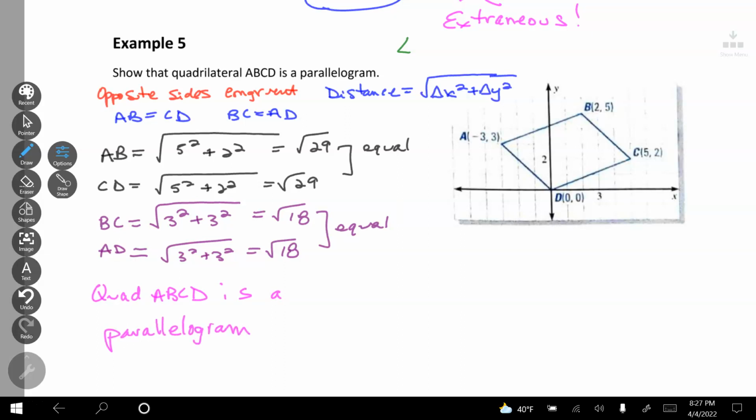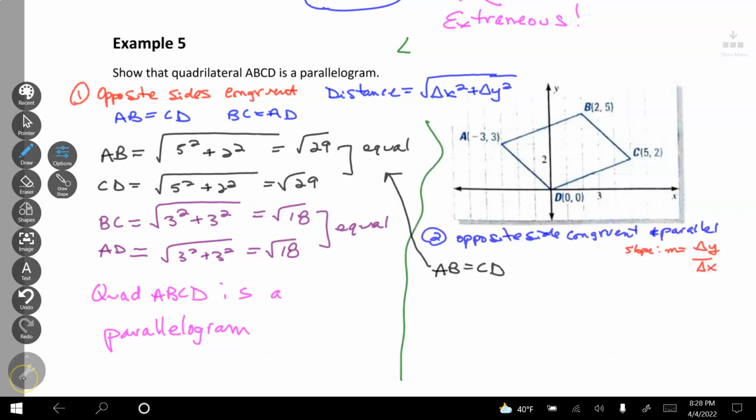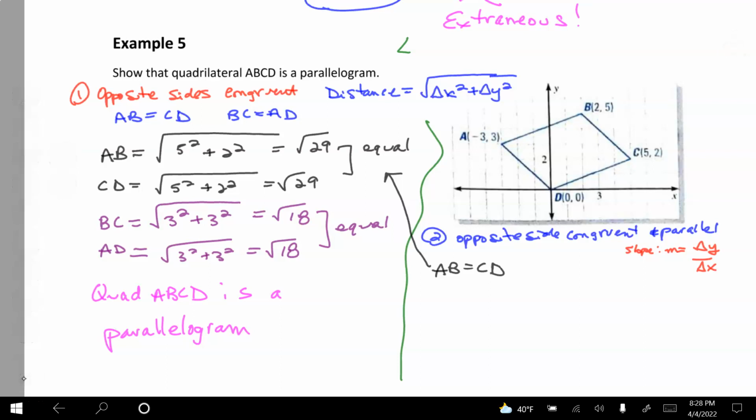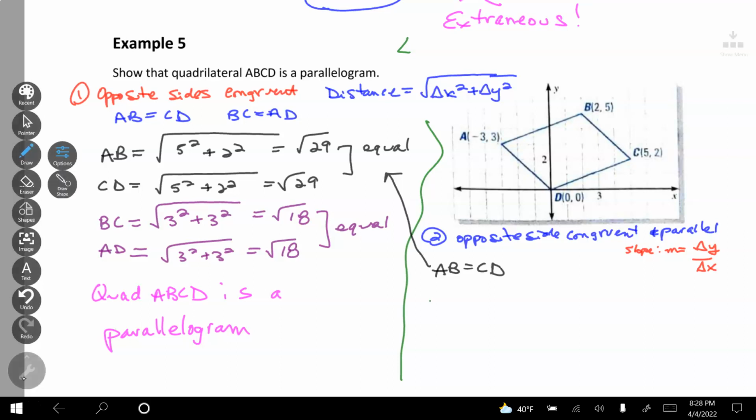But now I'm going to show you another way that I could prove that it's a parallelogram by doing opposite sides and slope. Another way is to show that the opposite sides are congruent and parallel. So I already know that AB and CD are equal to each other from the first step I did. Now I'm going to show that the slope of AB is going to equal the slope of CD by using my slope formula, change in y over change in x.